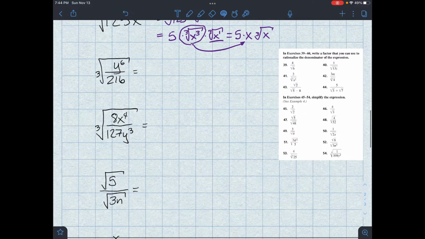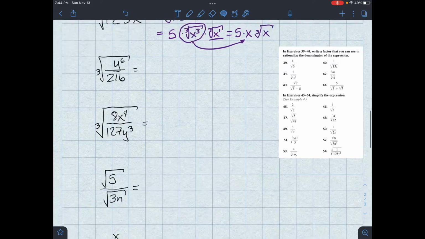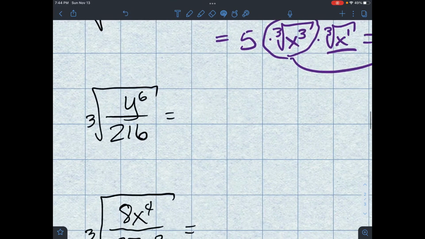Now we're going to deal with the last 3 or 4 problems. All have ratios, fractions. Remember, we can't have a radical in a denominator, and we can't have a fraction inside of a radical. So the first thing we want to do is break this up into 2 parts.